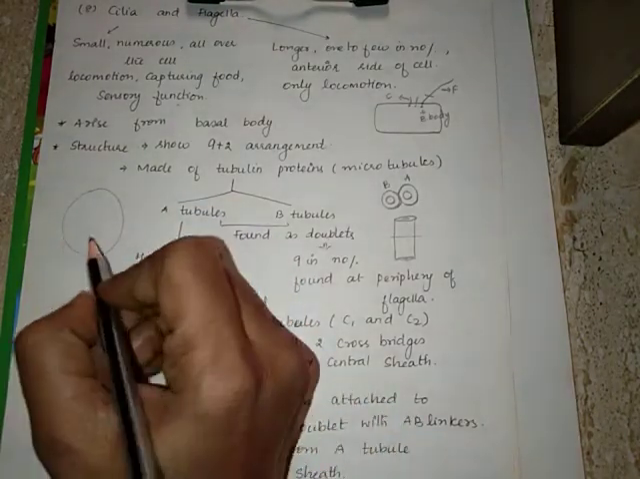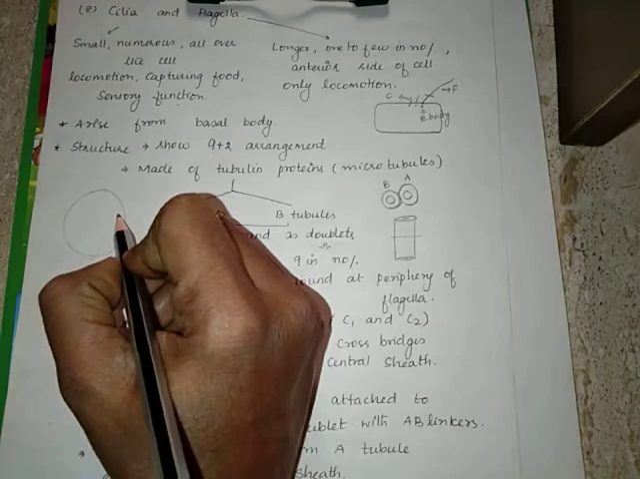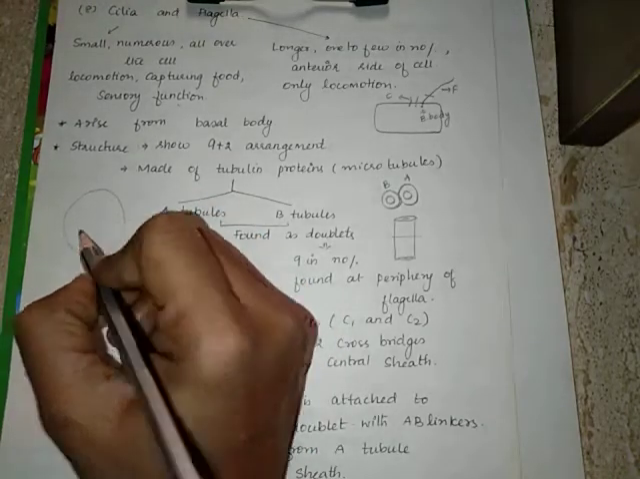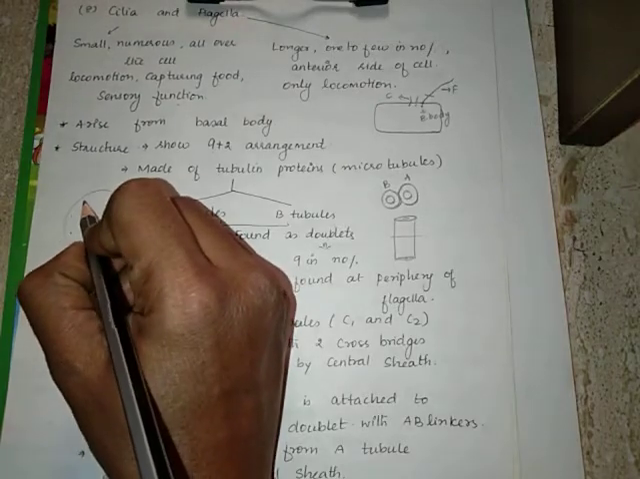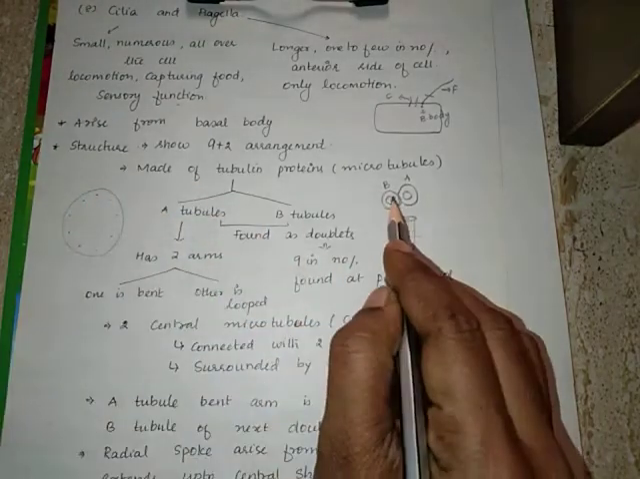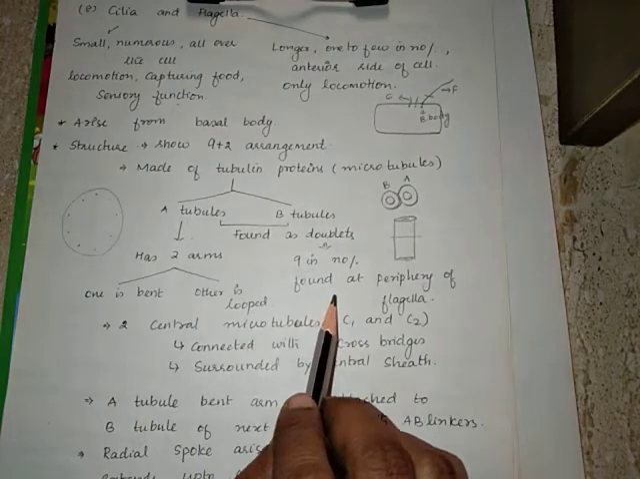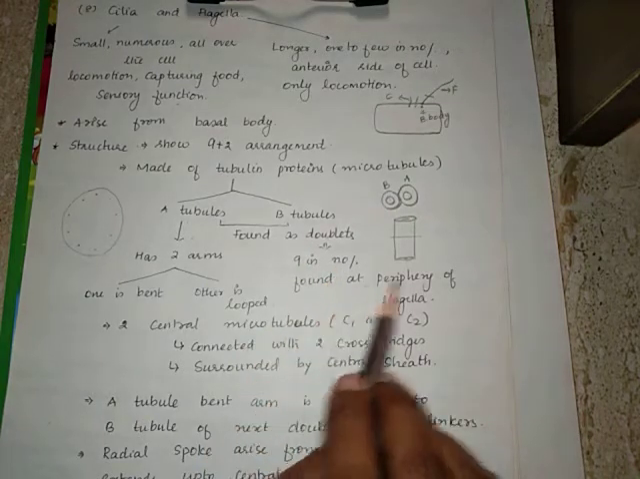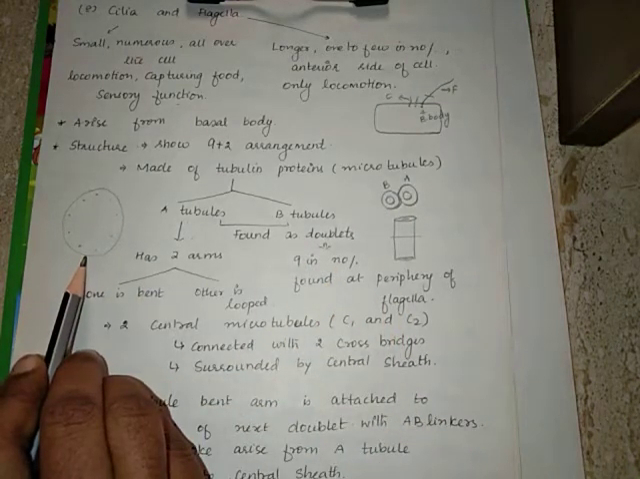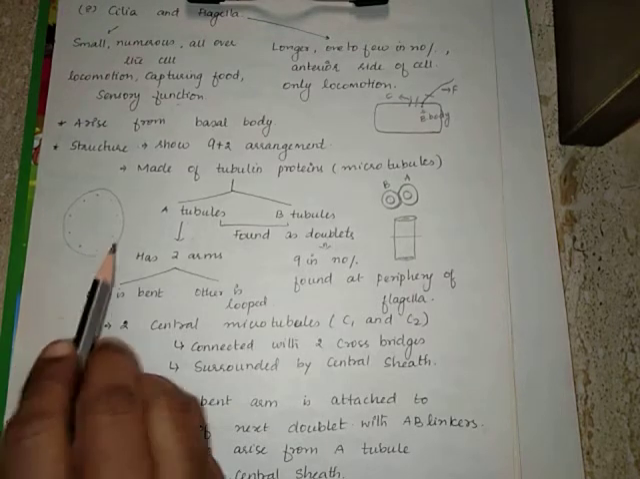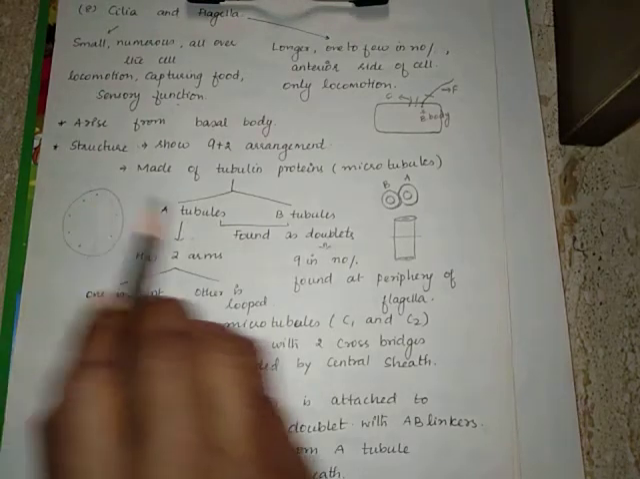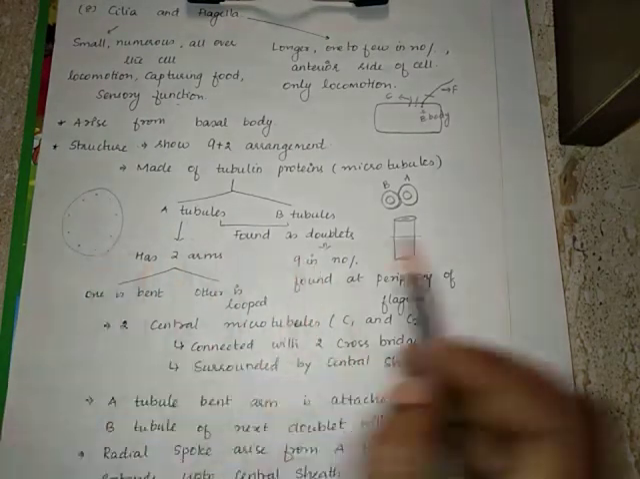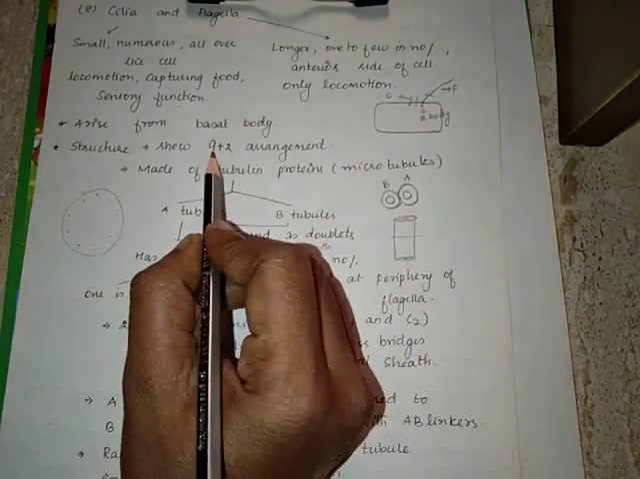In this flagella, in the periphery, that is, near the external surface, there are going to be 9 doublets. So there will be 9 doublets of A and B tubules. That is what we have written: 9 in number, found in the periphery of the flagella. So when we take a cross section of a flagella, these A and B tubules in the form of doublets will be present in the periphery, 9 in number. This is the 9.